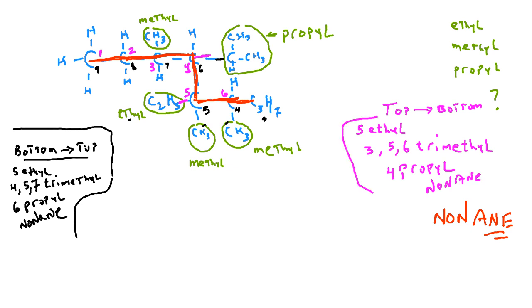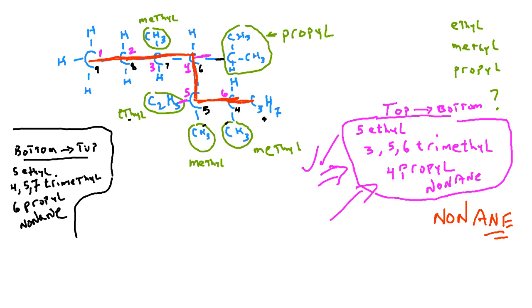So we have 5 ethyl in the bottom to the top, 4, 5, 7, and 6 propyl, versus 3, 5, 6, and 4. Oh, it's clear that this is the answer. So we should go top to bottom. It gives lower numbers than the bottom to top. Again, for me, sometimes it's not so obvious. I try not to make them too cryptic, but when I make them up off the top of my head, sometimes they're not so obvious. So hopefully you can review this and see it.